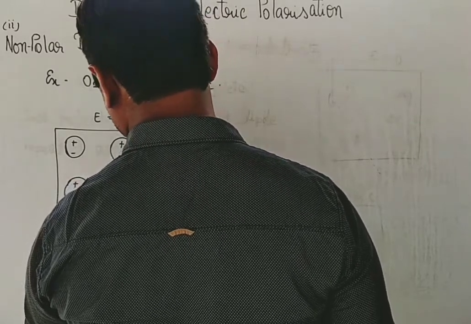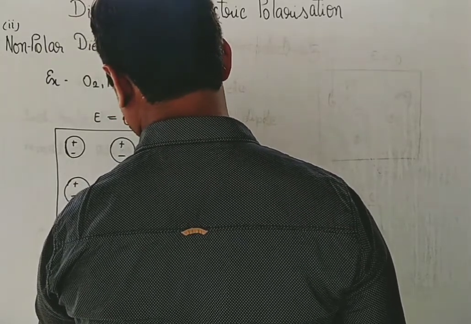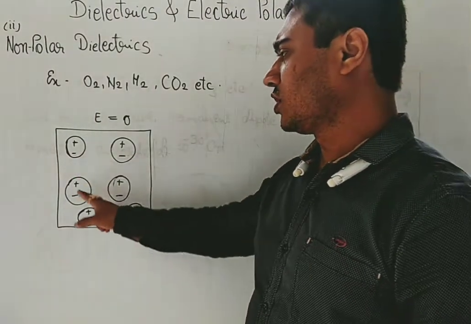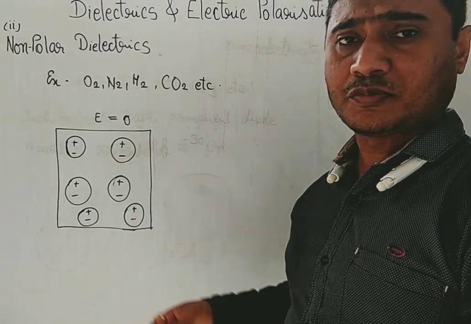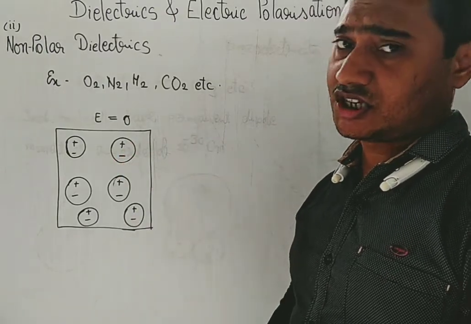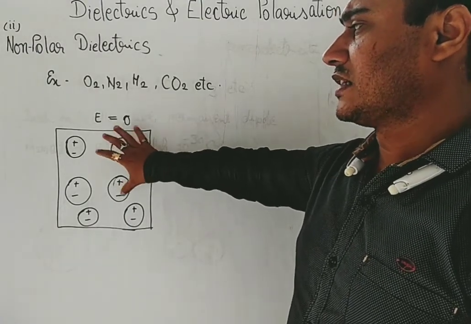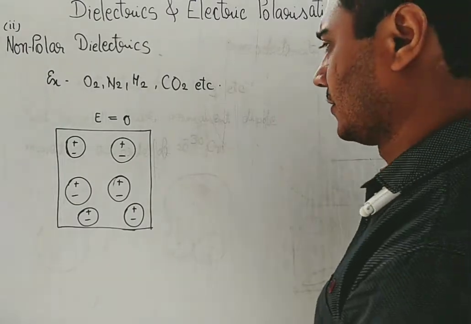Here the centers of gravity of positive and negative charges coincide for every single molecule within the specimen of such material. So this is the picture. Here no molecule has an electric dipole moment, as the separation between positive and negative charges is 0. They coincide over each other, and hence the specimen has no electric dipole moment.